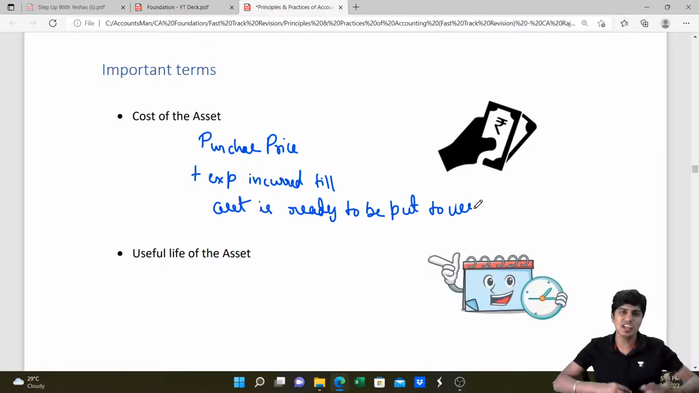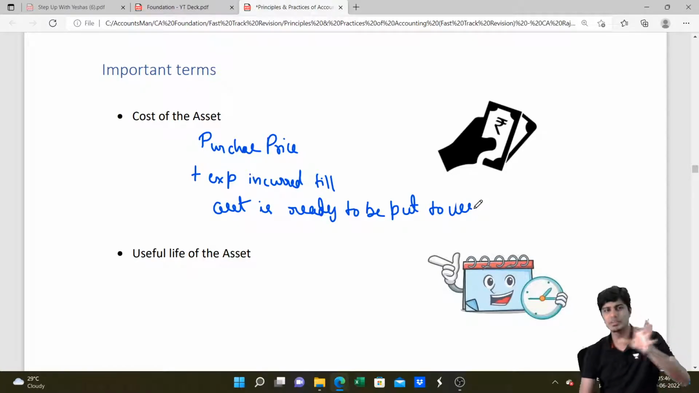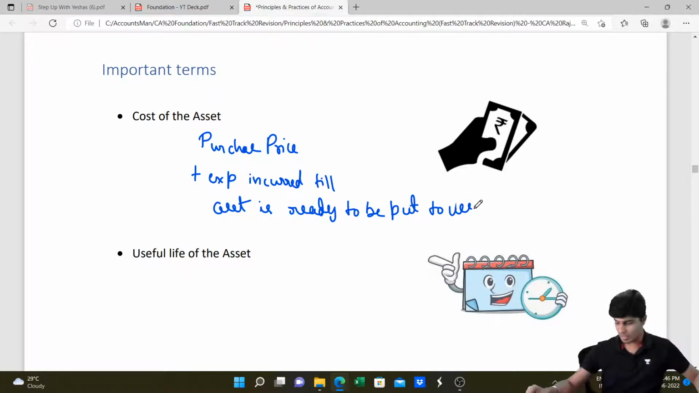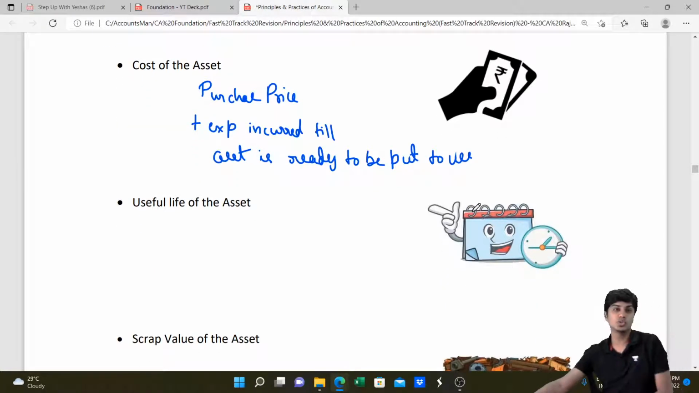However, if there are any general administration expenses, or interest expense, other than in a case where the asset takes a substantial period of time to be set up, all these expenses will not be included in the cost of the asset. Very similar to what we discussed in the case of inventory. Then the next thing is useful life of the asset. What do you mean by useful life?